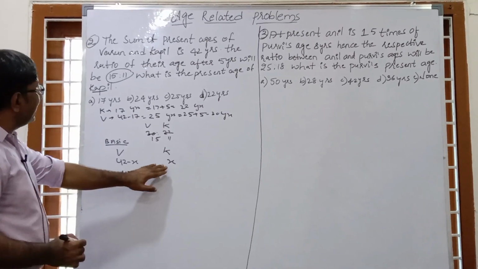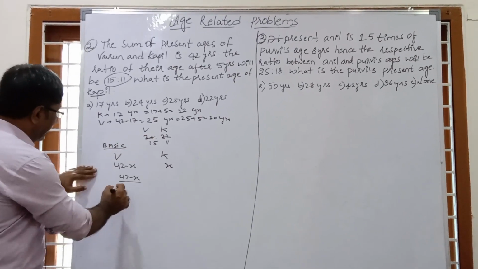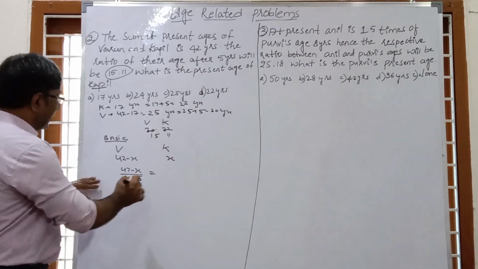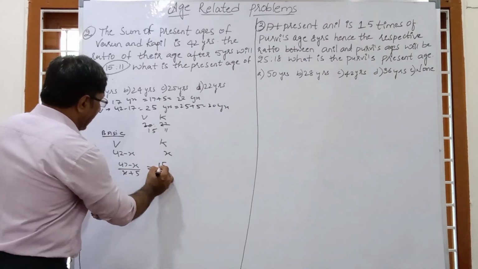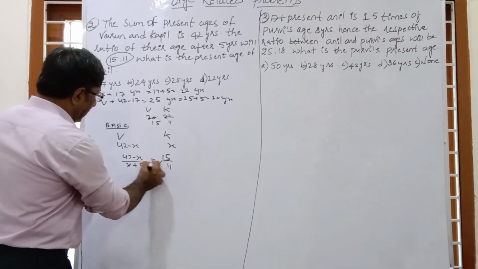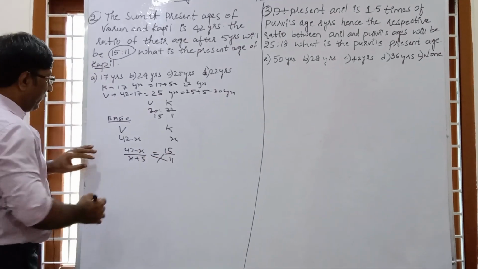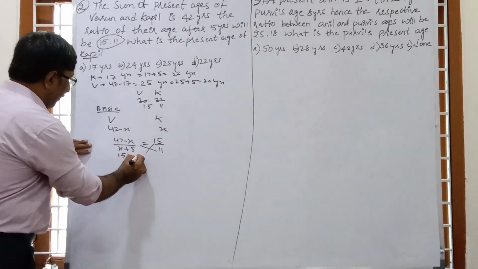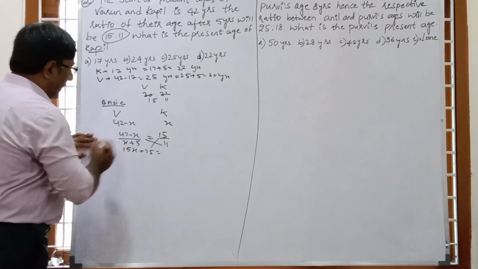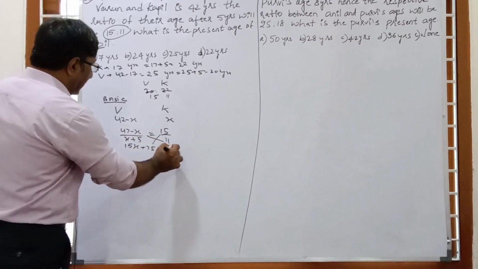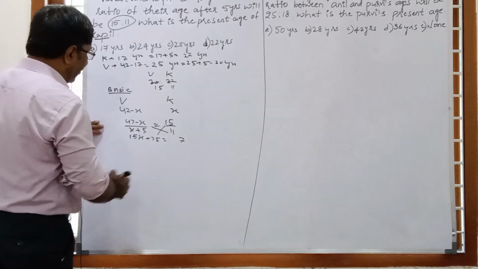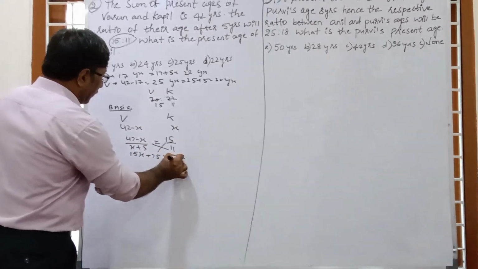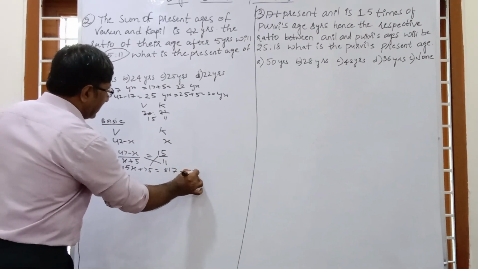And Kapil's age x after 5 years is how much? That is x plus 5. And this is equal to what is given in the question, 15/11. Then we go for cross multiplication. So you will find this is 15 into x, that is 15x, and 15 times 5 is 75. And this is equal to 11 into 47. 11 times 7 is 77, 11 times 4 is 44, and 7 more, that is 51. So 517 minus 11x.